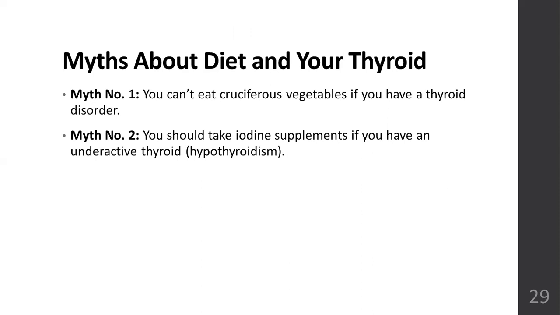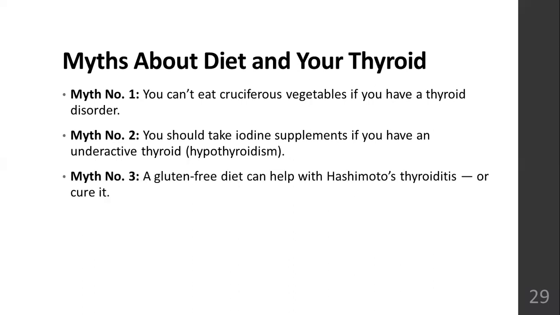Myth number two, you should take iodine supplements if you have underactive thyroid. There is no need to take additional iodine supplements. If you have hypothyroidism, levothyroxine is more than enough. Iodine at its normal level should come from dietary food, otherwise too much iodine supplementation could lead to toxicity. Myth number three, a gluten-free diet can help with Hashimoto thyroiditis or cure it. There is no relation between a gluten-free diet and Hashimoto's disease.